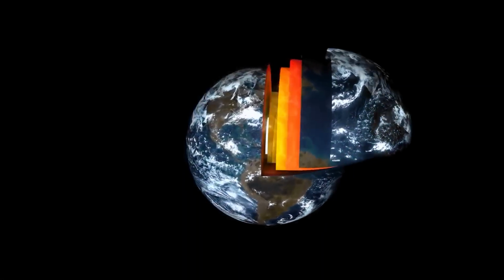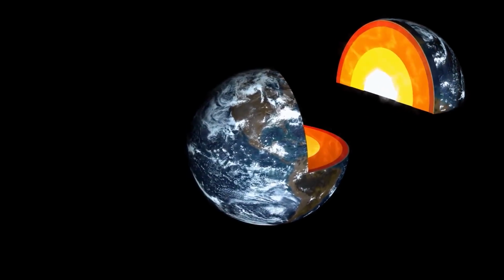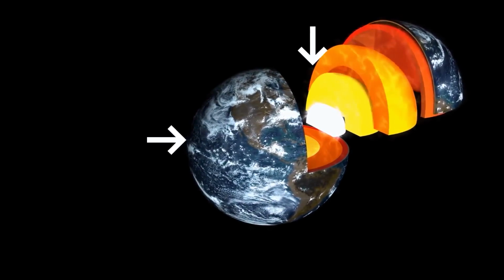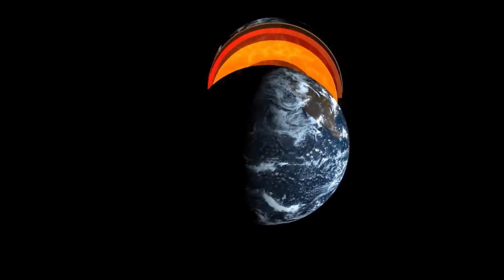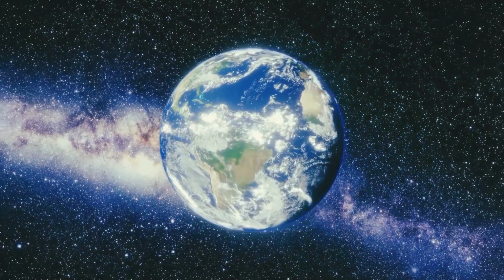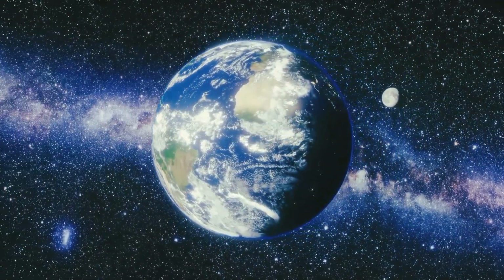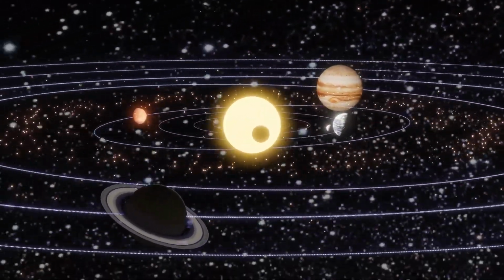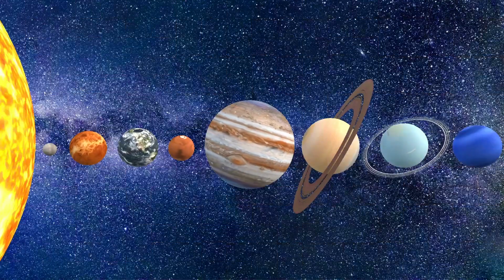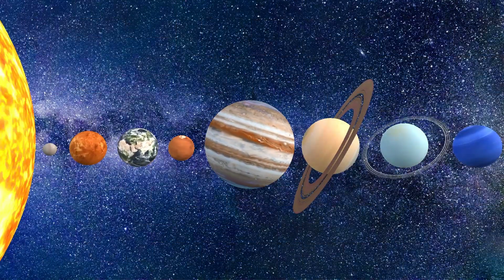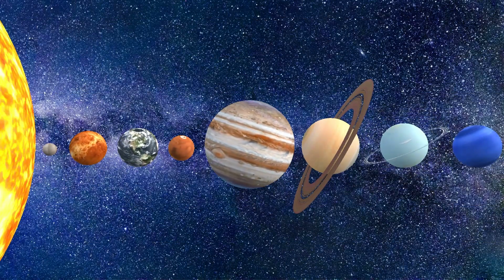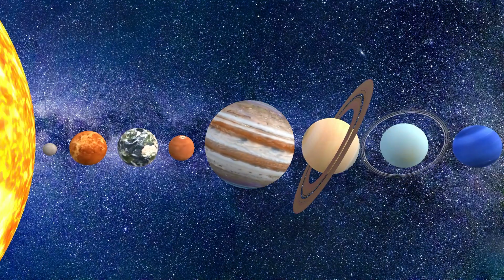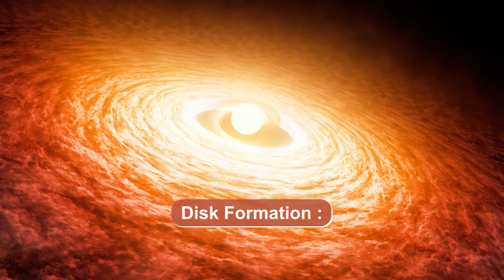As it grew, it also got hotter. The interior of Earth differentiated, with heavy materials sinking to the center and lighter materials rising to the surface. Finally, after millions of years, Earth reached its current size and shape. This process also happened for other planets in the solar system. So, the nebular hypothesis explains that the planets, including Earth, formed from a spinning disk of gas and dust around the young Sun.